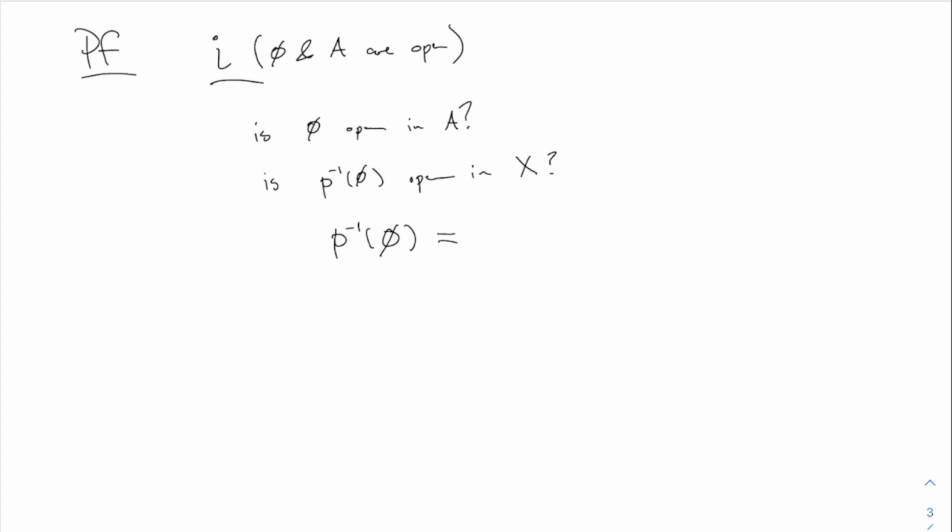The magical facts from set theory? I think it's the empty set. Yeah, you just have to remember what this means.